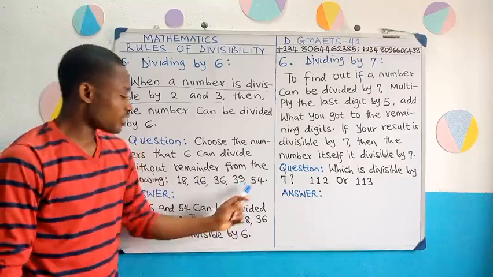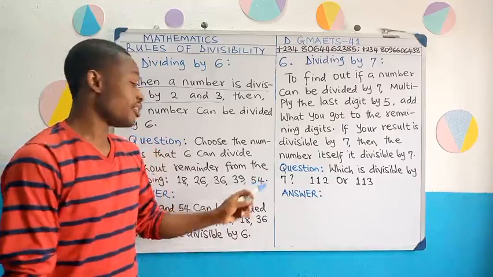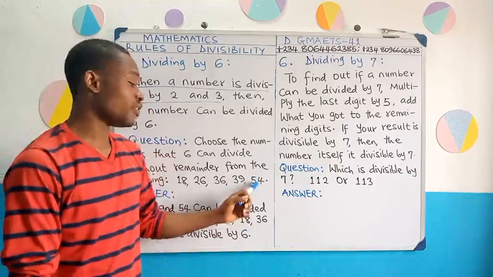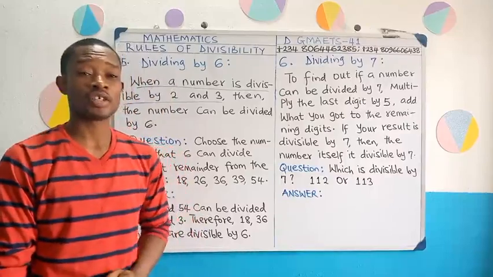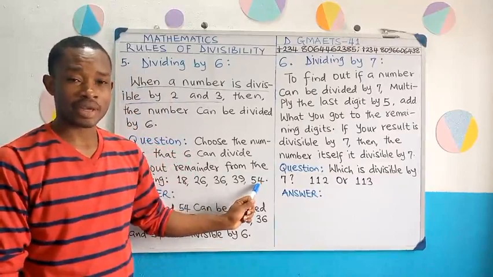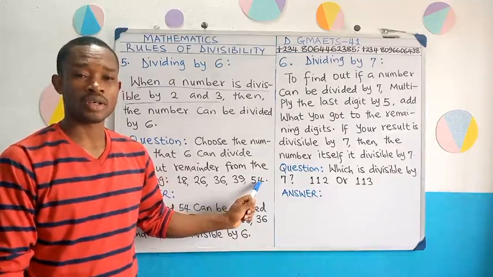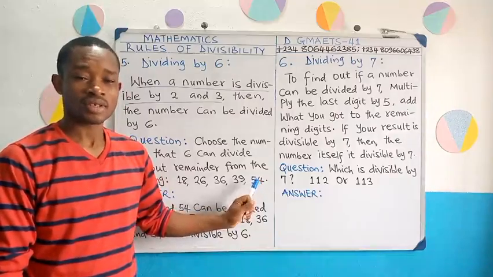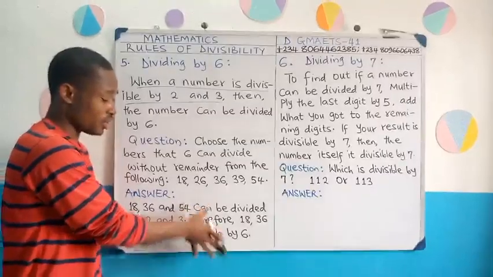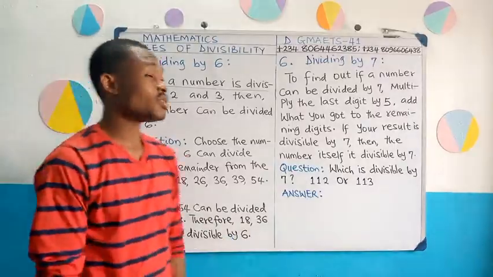Alright, 54. I say yes to that. 2 can divide 54. 3 can divide 54. Therefore, 6 can also divide 54. You can find out yourself, okay? 54 can be divided by 2. Check the rule of divisibility by 2, you'll understand that. 3 can also divide 54. Therefore, 6 can divide this number, 54. That's what made me write this on the board here, that 18, 36, 54 can be divided by 6.